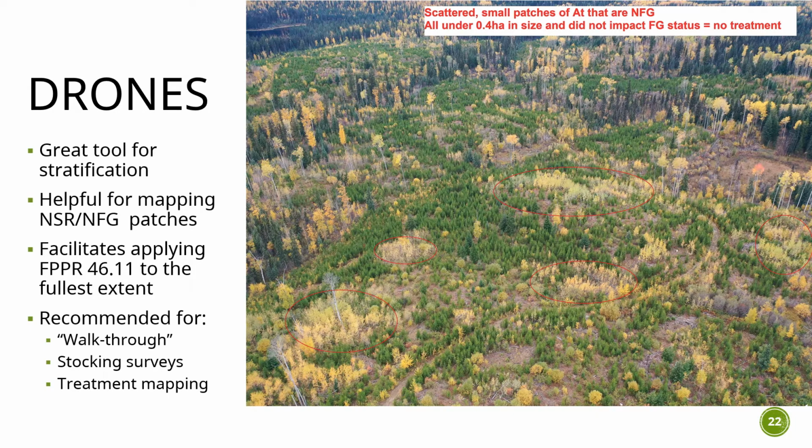So while you're going to need to use a structured plot sample for your free growing declaration if you're using FPPR 46.11 extensively, I do want to highlight the benefits of using a UAV or a drone during your stocking survey or free growing initial reconnaissance. It's an incredibly effective tool for mapping out treatment areas and doing stratification. It's way easier to stratify when you can actually see everything. You can much more quickly get a sense of the size and distribution of the NFG patches. You can also more comfortably and defensively use FPPR 46.11 to its fullest extent if you know the size of each NFG patch and show that you've done the analysis.